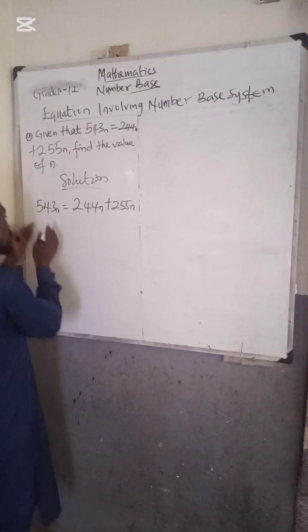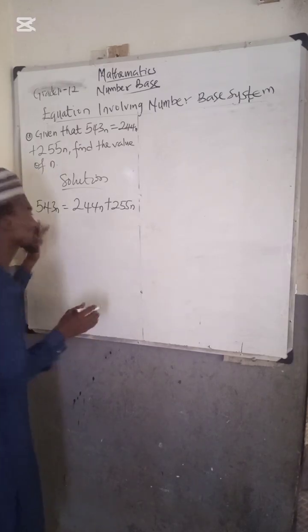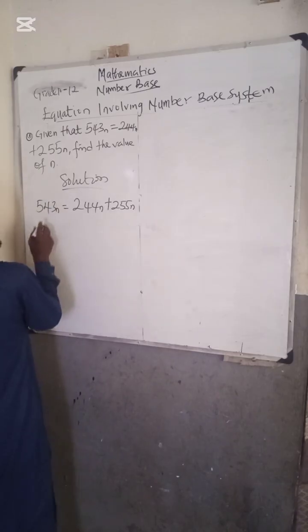Now, let's take them one after the other. The value at the left-hand side in base 10.